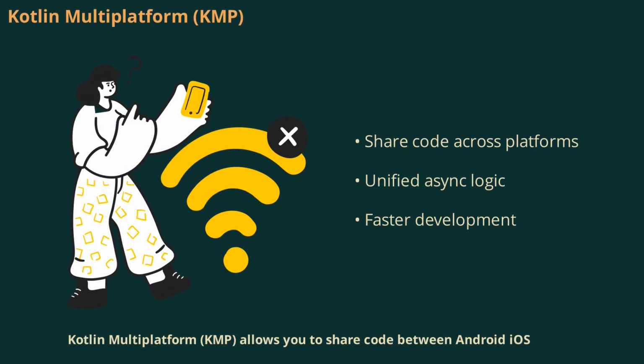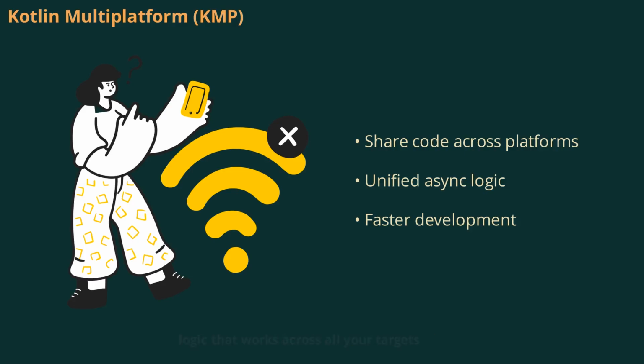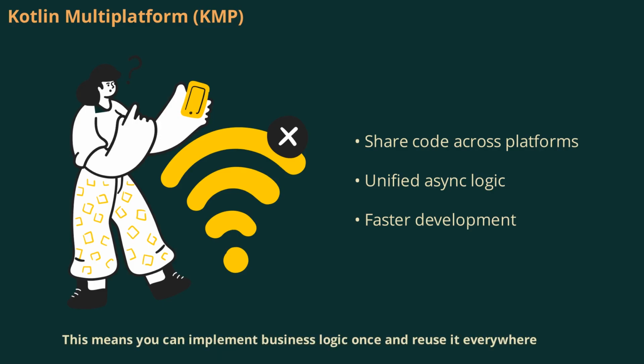Kotlin Multiplatform, KMP, allows you to share code between Android, iOS, and other platforms. Coroutines play a key role here, enabling you to write shared asynchronous logic that works across all your targets. This means you can implement business logic once and reuse it everywhere, reducing duplication and speeding up development. KMP and coroutines together are a powerful combination for building modern, cross-platform apps.